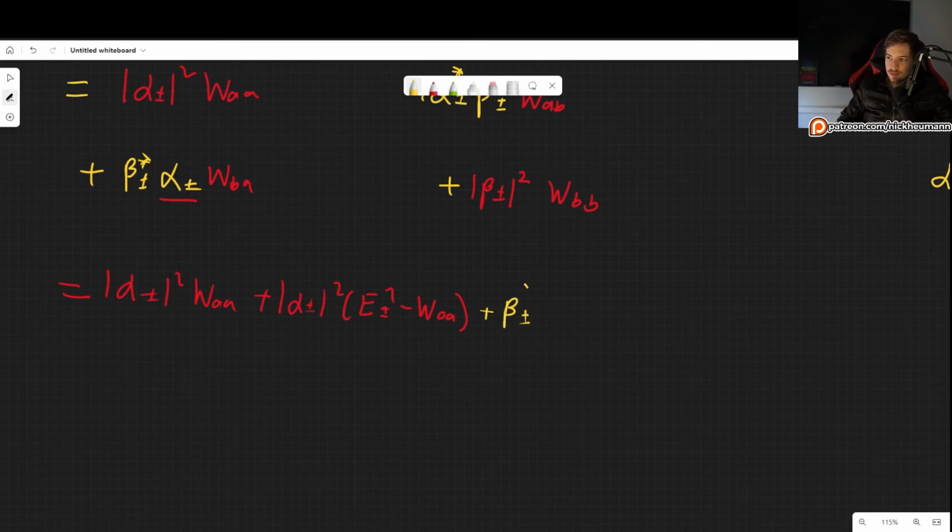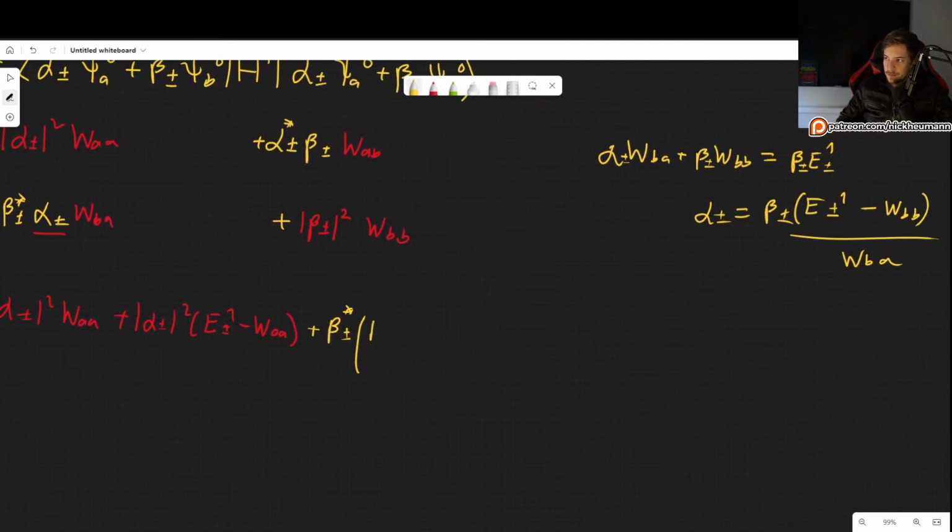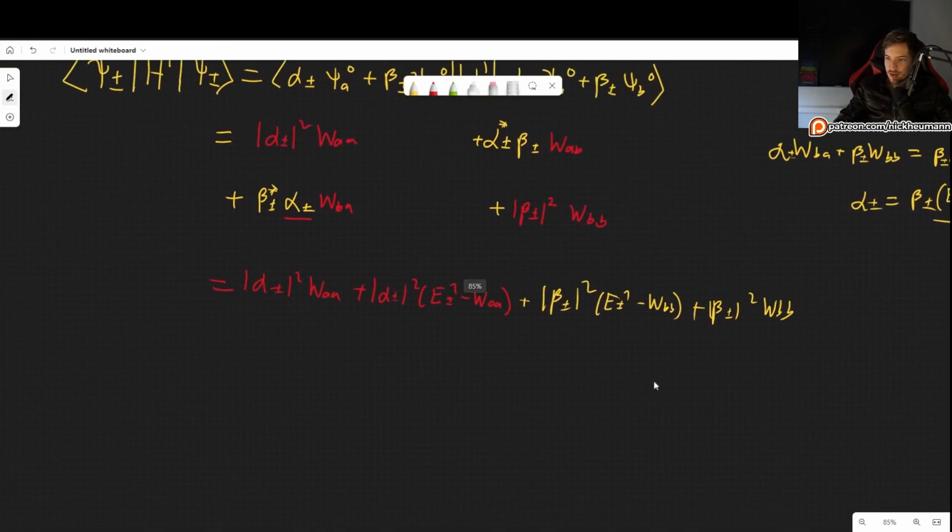So beta plus or minus conjugate. Now I write the alpha that we just found. So alpha is going to be beta plus or minus times E plus or minus 1 minus WBB divided by WBA. And all of this is divided by WBA. So look at this, this cancels out quite easily, and we get modulus of beta plus or minus squared here. And finally, we add this part, which is plus modulus of beta squared.